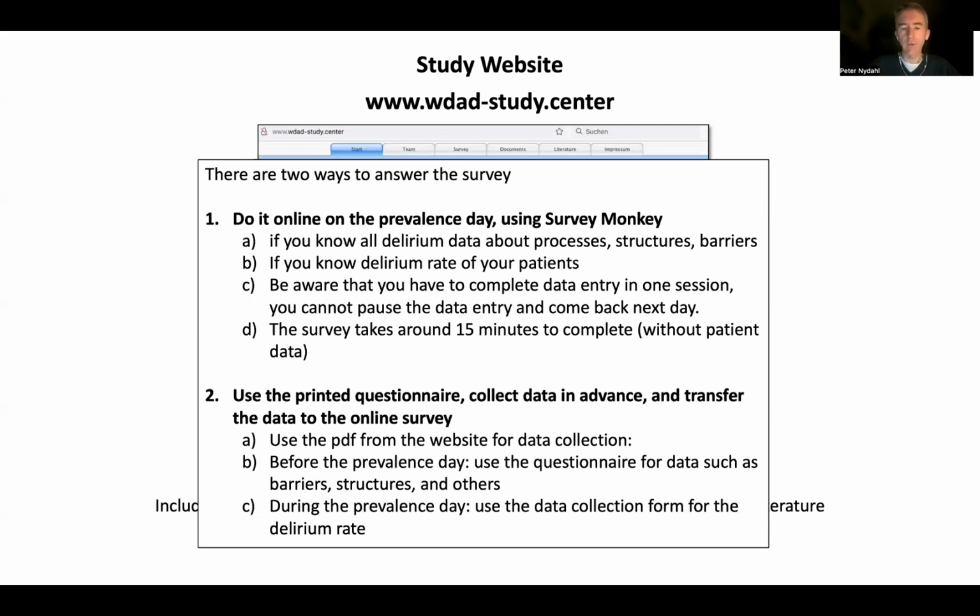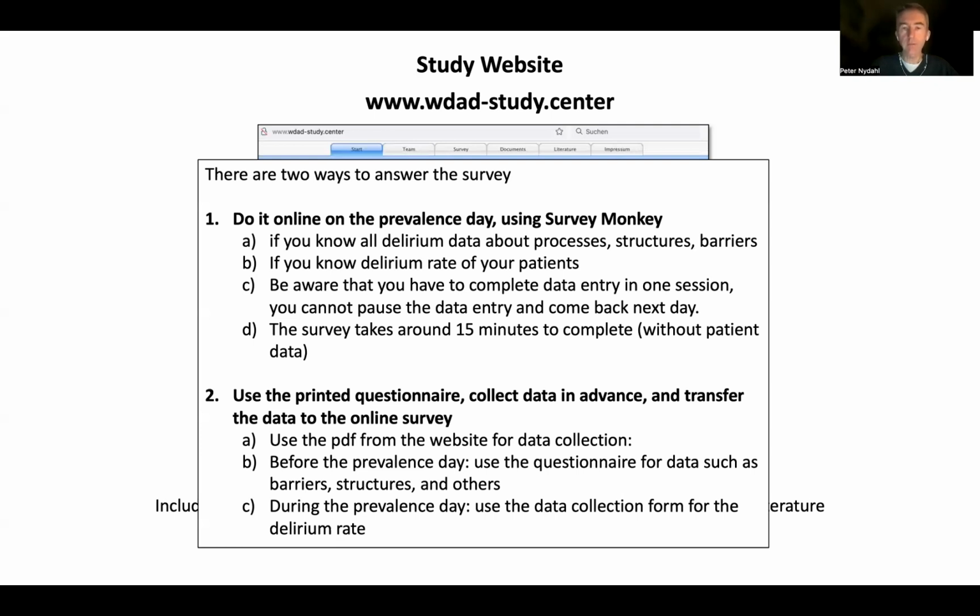The survey takes around 15 minutes to complete without patient data, but we are collecting anonymous data, so it's not much time. Otherwise, the second option would be to use the printed questionnaire, collect data in advance, and transfer the data to the online survey on March 15th. For this, you will need the PDF from the website for data collection.